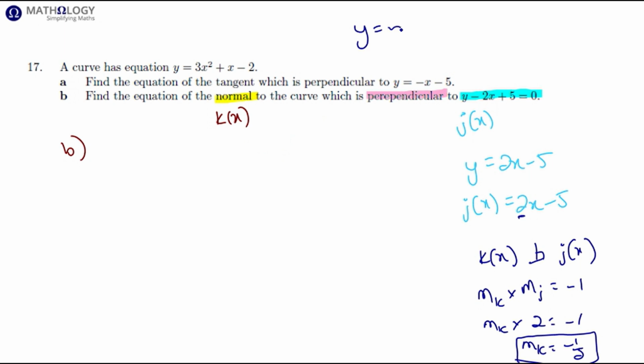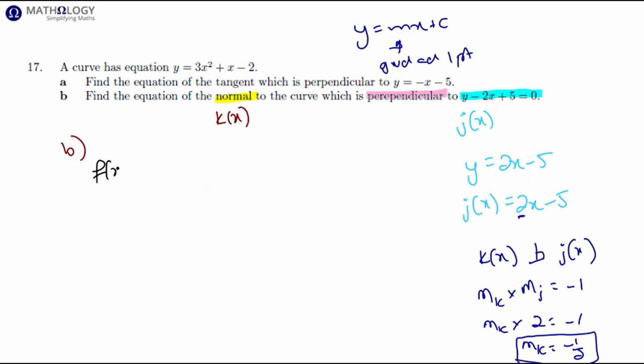Again, y equals mx plus c is the general equation of a straight line. To find the equation of a straight line, we need to know the gradient and one point, and that's going to be the point of contact. We've got the gradient, which is minus a half of the normal, and now I need the point of contact. So we're not given the point of contact, we need to work it out.